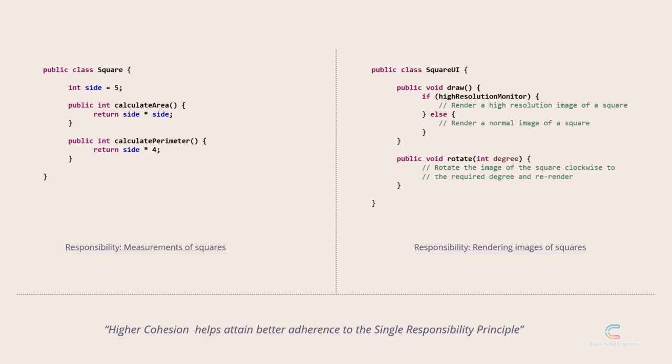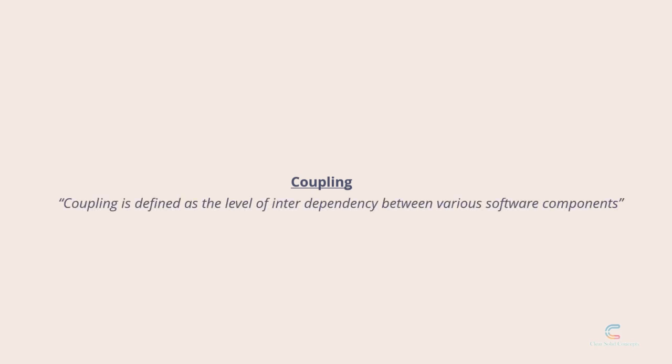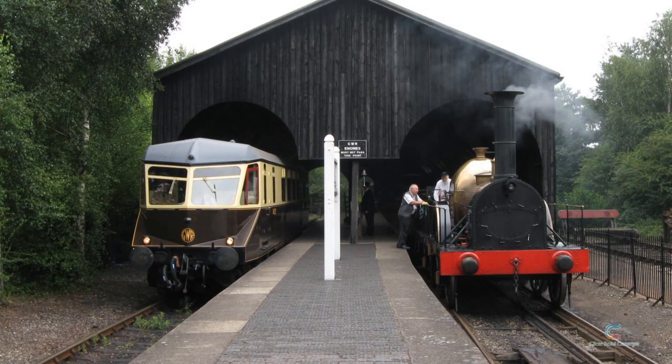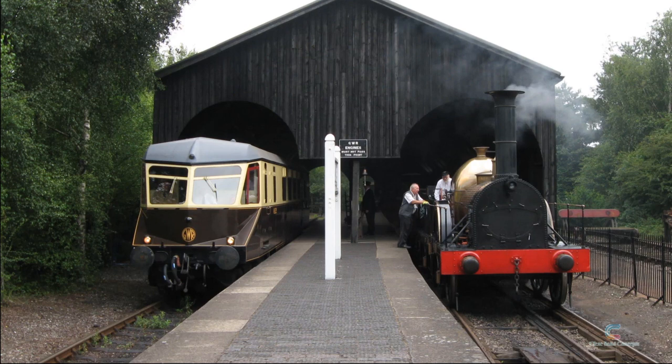Like cohesion, there is another concept that we need to look at. It's termed coupling. Coupling is defined as the level of interdependency between various software components. Again, let's take the help of a visual here. Take a look at these two trains. What do you notice about the width of the tracks?